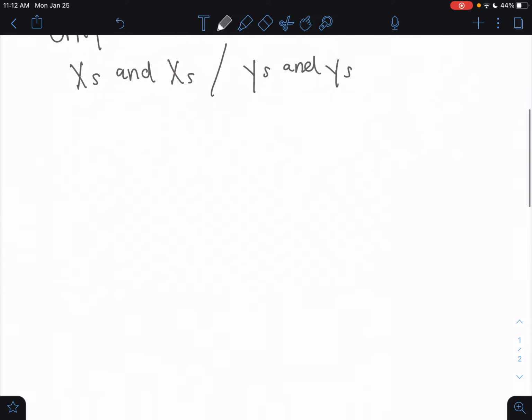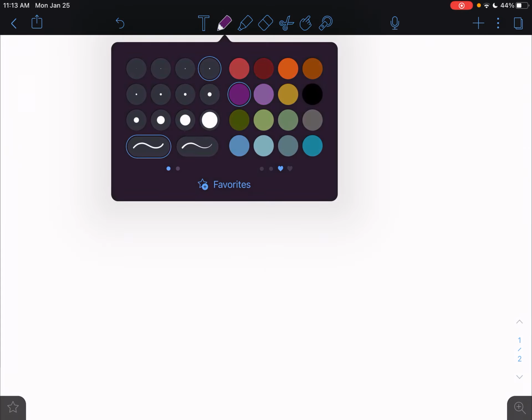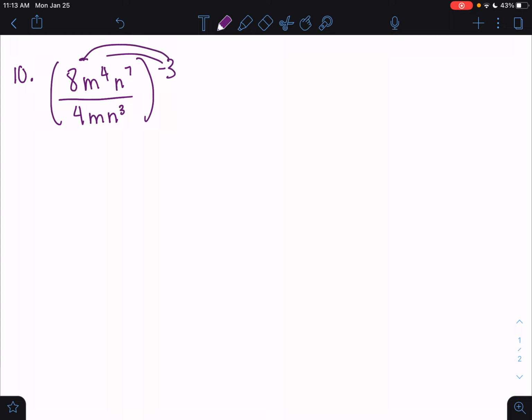I want to do a few examples that show those things, and some things I've been seeing on the review that have been confusing a few people. So I'm going to start with, if you're looking at your review, I'm going to do number 10. So we have 8m to the fourth n to the seventh all over 4m n to the third all to the negative third. So there's two ways you could do this. You could apply this negative 3 to each thing on the inside, or you can simplify the inside first and then apply that, which would be easier, so let's do it that way.